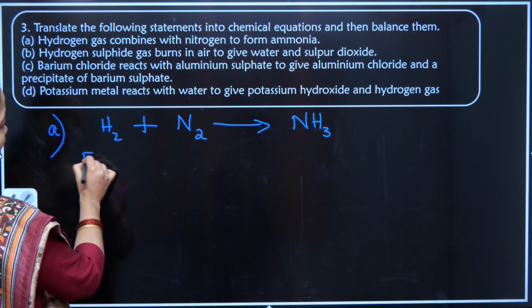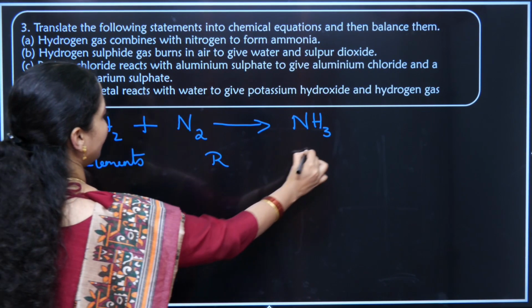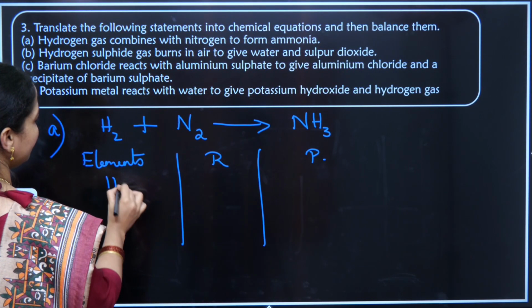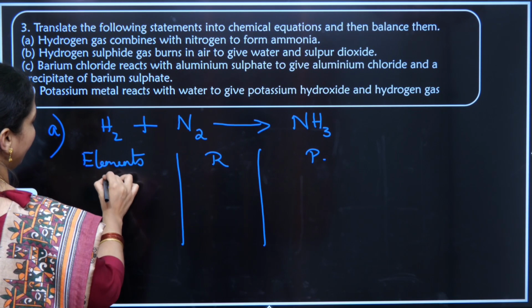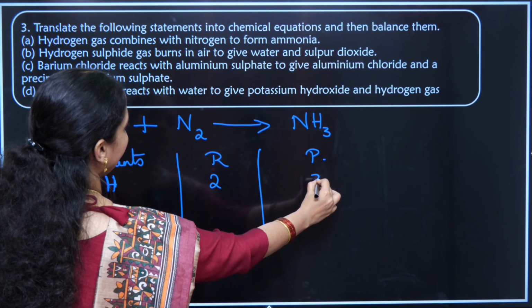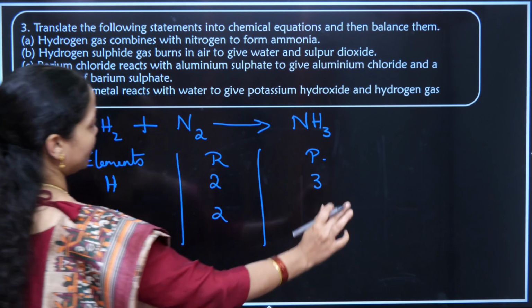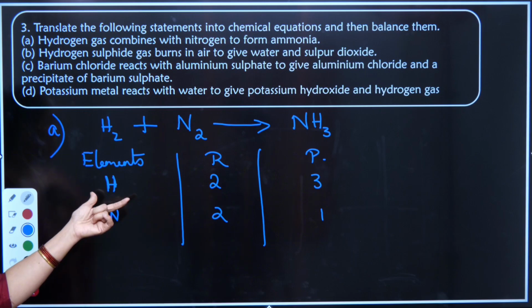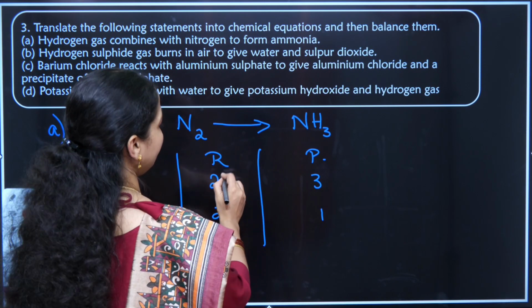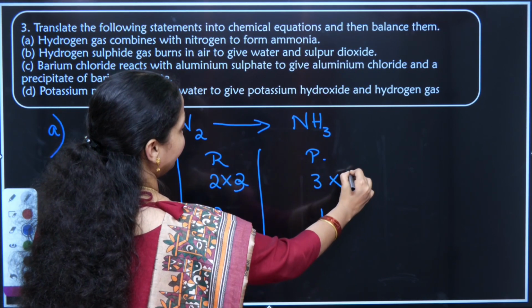Okay, so going ahead with balancing, what is our first step? Making 3 columns with elements, reactants, products. Now I have 2 elements, one is hydrogen, the other is nitrogen. Hydrogen: 2 in my reactant side, 3 in my product side. Nitrogen: 2 in my reactant side, 1 in my product side. So I have to first go to the hydrogen column. This is 2, this is 3, so I'll reverse it, multiply here with 3 and multiply here with 2.